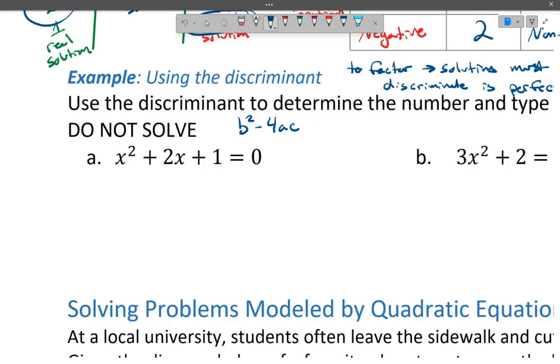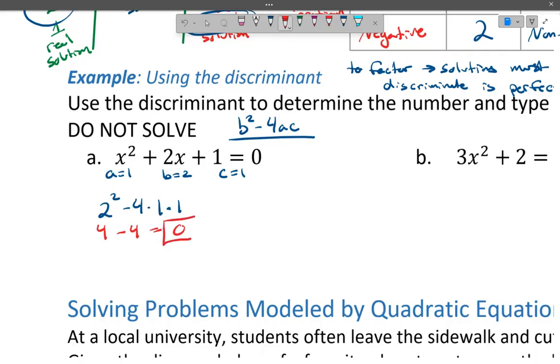So we look at our quadratic in standard form. A is 1, b is 2, and c is 1. So we can evaluate the discriminant here. We have 2 squared minus 4 times 1 times 1. And we want to see what that equals. So we get 4 minus 4 equals 0. So the value of the discriminant is 0.